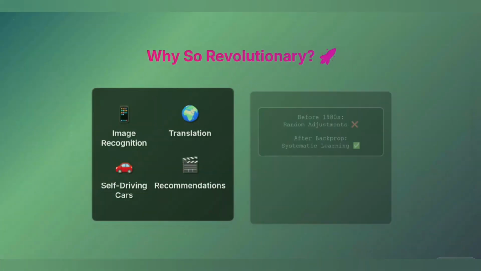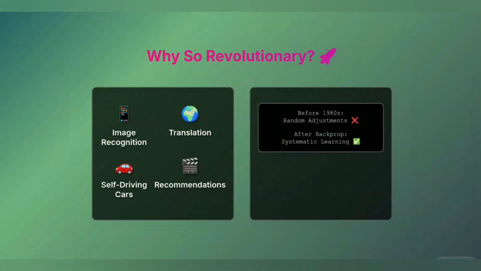Before backpropagation was popularized in the 1980s, training neural networks was extremely difficult and inefficient. The algorithm revolutionized the field of artificial intelligence. Today, backpropagation is the foundation behind virtually every AI system you interact with. Image recognition on your phone, language translation, recommendation systems on Netflix and YouTube, autonomous vehicles, medical diagnosis systems, they all rely on neural networks trained using backpropagation.